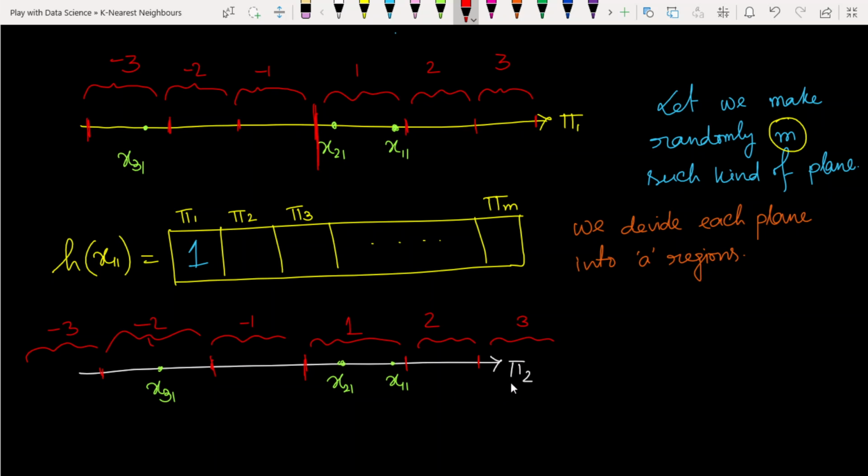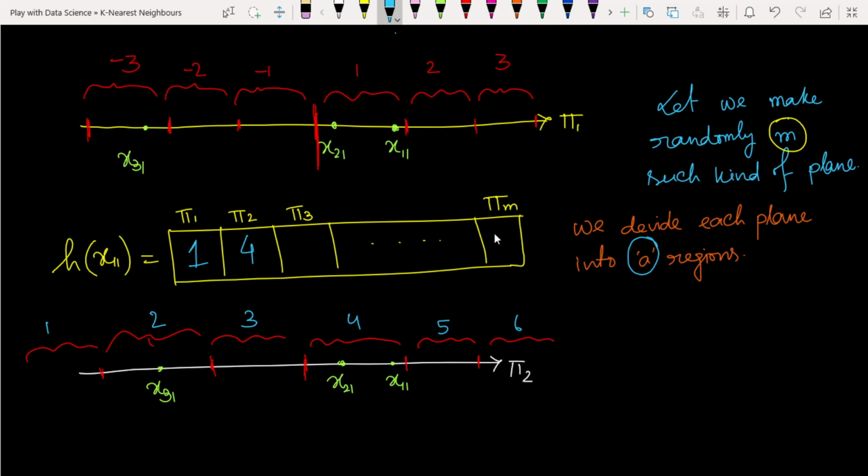So in pi 2 plane, what will be the value? Suppose I am changing this now. It will be better for our understanding. Suppose it's 1, it's 2, it's 3, it's 4, it's 5 region, it's 6 region. This is the region number for the pi 1 plane. This is the region number of the pi 2 plane, and we divided each plane into A regions. So this value will be now what? In the pi 2 regions, this value will be x1.4. This value will be now 4.